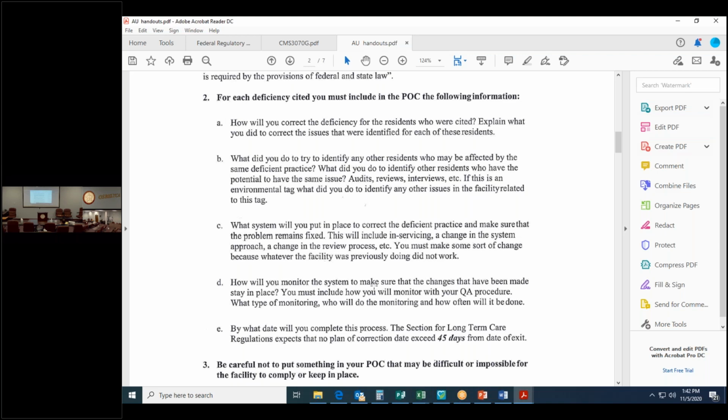The next one, what measures will be put into place or what systematic changes will be made to ensure that deficient practice will not recur. The next one, how the facility will monitor its corrective action to ensure that deficient practice is being corrected and will not recur. What program will be put into place to monitor the continued effectiveness? So in this case, let me give you a good example.